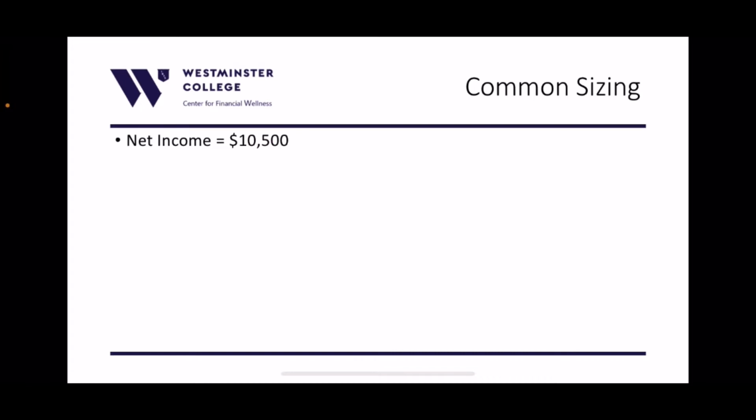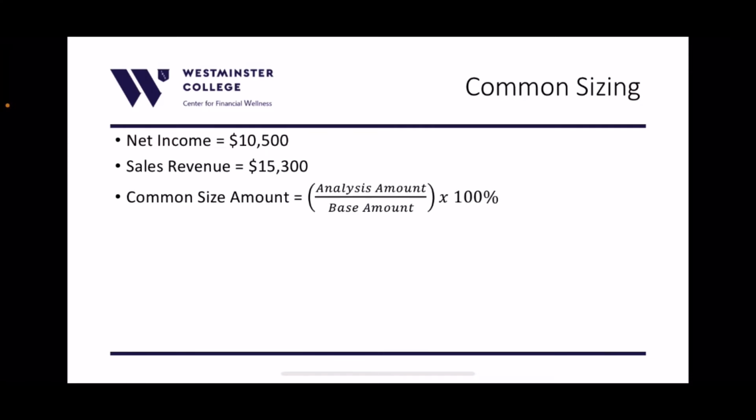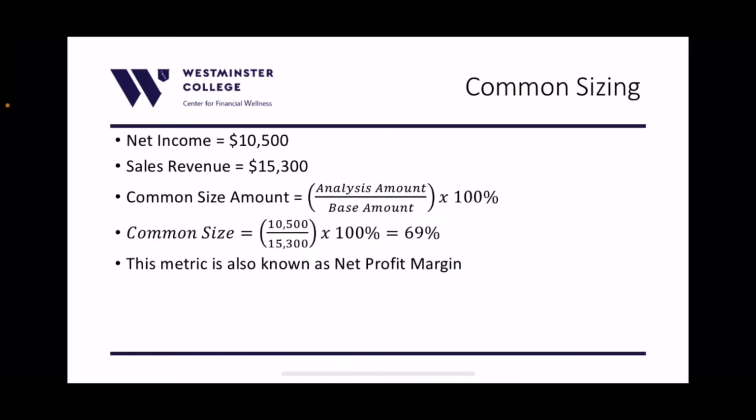So net income of $10,500, sales revenue of $15,300. And again, we have our equation right here of analysis amount over base amount, which in this case, the base amount is sales revenue, net income, the analysis amount. Multiply it by 100, and we get roughly 69% for our common sized variable. And this variable is also known as our net profit margin. So we're looking at comparing our companies. If we wanted to compare net profit margin as a percent, this is how we would use common sizing.